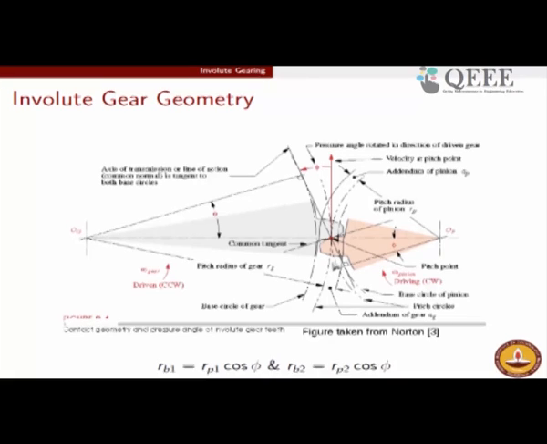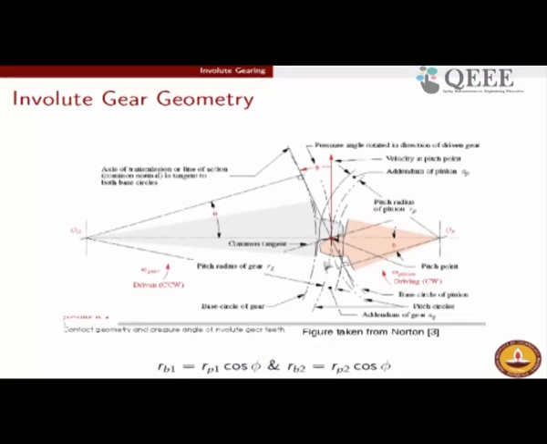So base circle, as we have understood, is that this involute gear tooth profile must have been generated by unwinding a string from a certain base circle. So accordingly, we have the base circle of a gear to be that imaginary circle based on which this involute gear tooth profile has been generated. So that's the base circle for you.